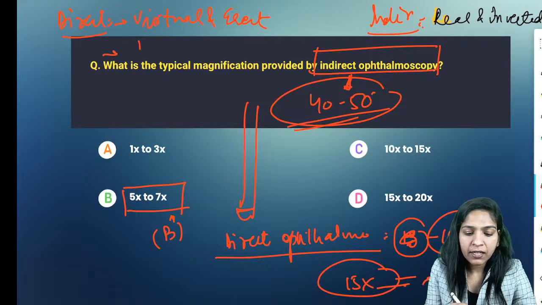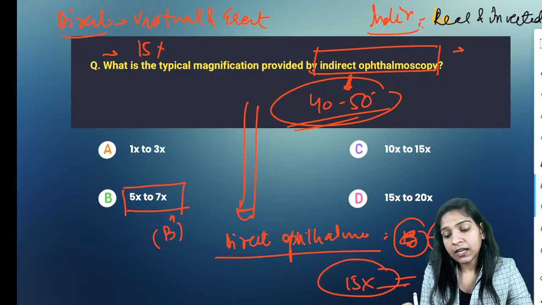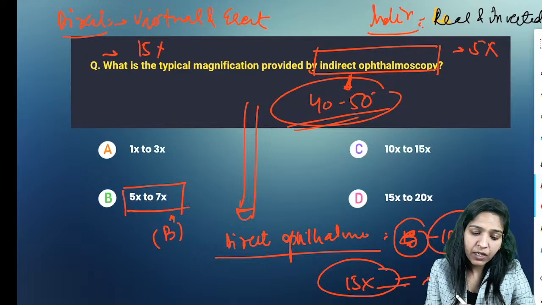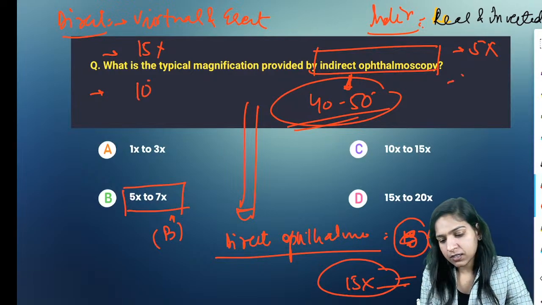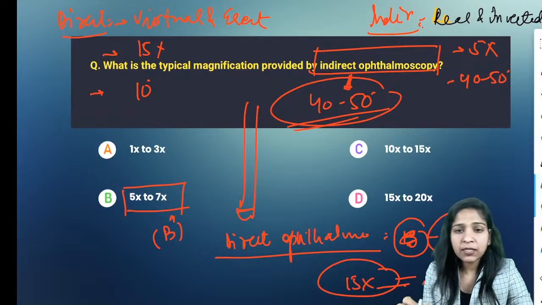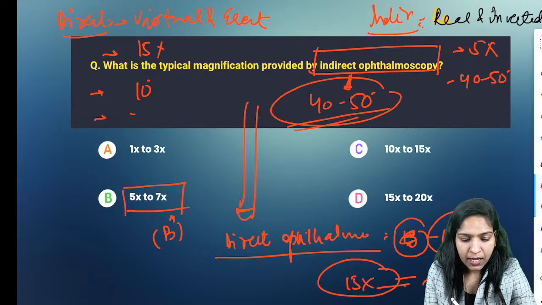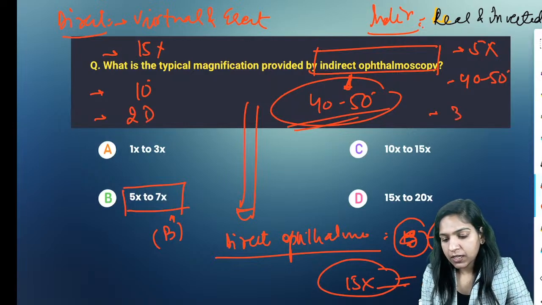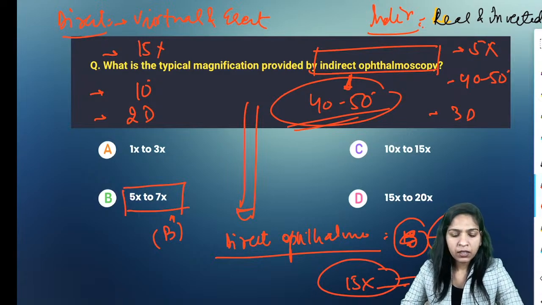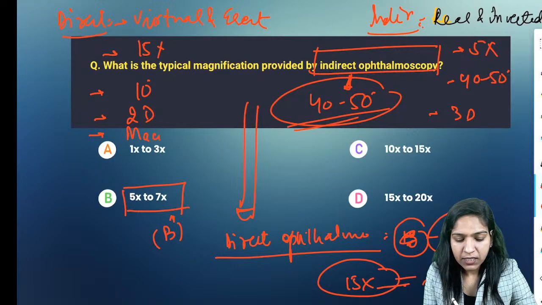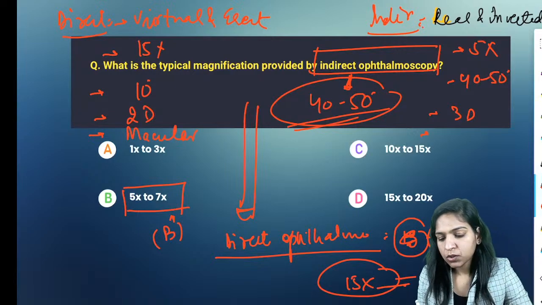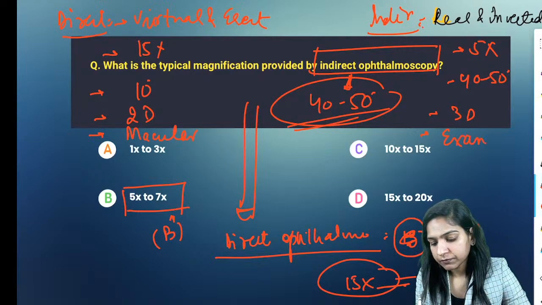In direct, it is 15x. In indirect, it is 5x. In this, the view of retina is 10 degrees. It is somewhere around 40 to 50 degrees. Right? It has a 2D view, 3D view. Right? Basically used to see the macular region, central region, used to examine the periphery.